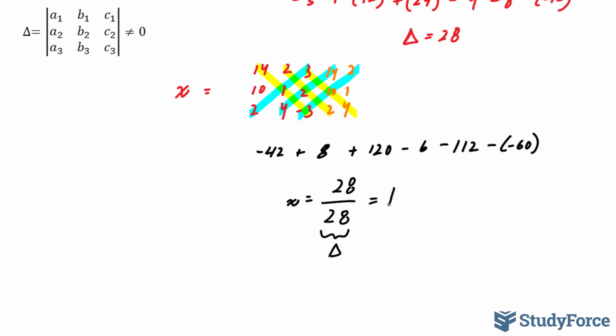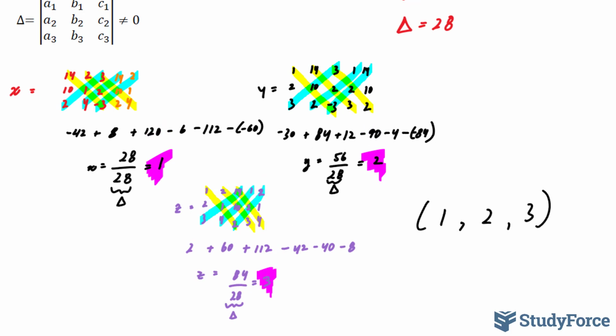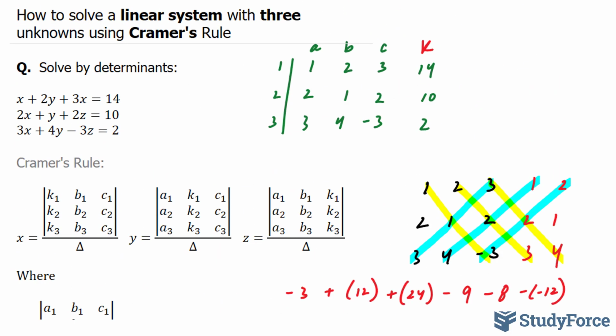Now the unfortunate thing about this is that we have to do it for y and z. So instead of showing you the whole process, this is what you should have gotten for y and z. After working on this for the past 10 minutes, I finally got my y and my z value. And my answer, my point of intersection for these three equations, is 1, 2, and 3. And so there you have it. That is how to solve a linear system with three unknowns using Cramer's rule.